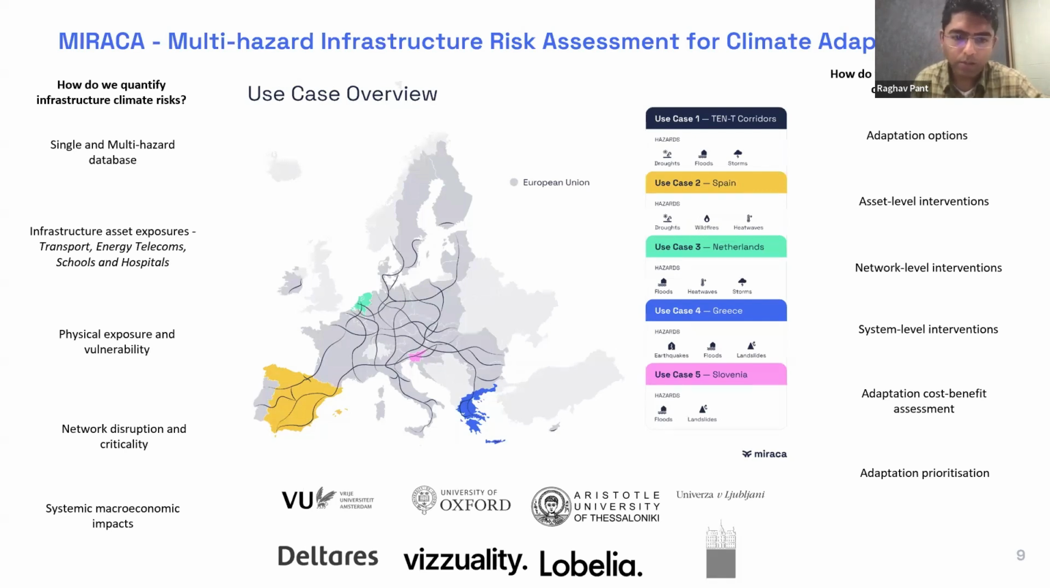The key underlying question of the project is: how can we quantify infrastructure climate risks, mainly capturing direct and indirect impacts, because this is something that's not very well understood. In order to build this knowledge, we are building models and tools at the pan-European level. We also have specific use cases, as shown in this map, for countries such as Spain, Netherlands, Greece, and Slovenia. Using all this information and knowledge, we want to answer the fundamental question of how do we prioritize infrastructure climate adaptation.